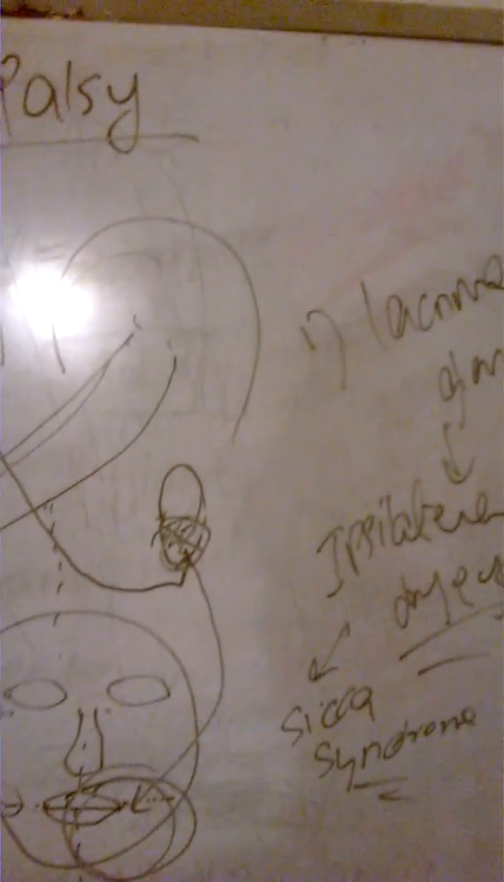By the way, what are the additional features of Bell's palsy? Okay, remember the facial nerve also supplies the lacrimal glands. So you will have an ipsilateral dry eye, known as sicca syndrome, also known as keratoconjunctivitis sicca. Okay, a very $10 word for this. This is basic.